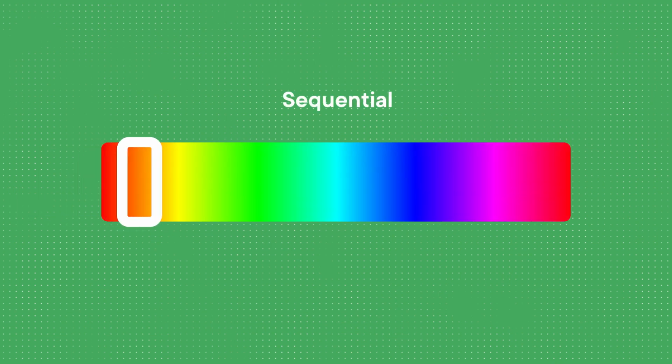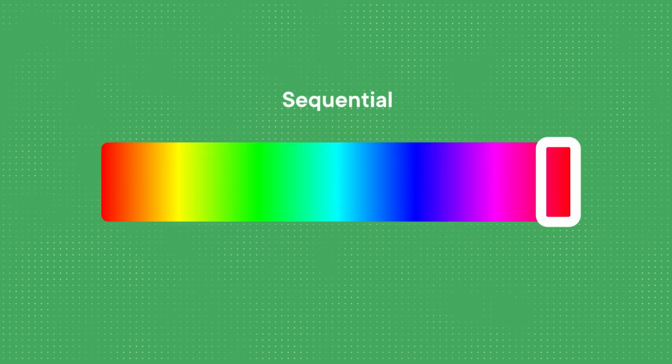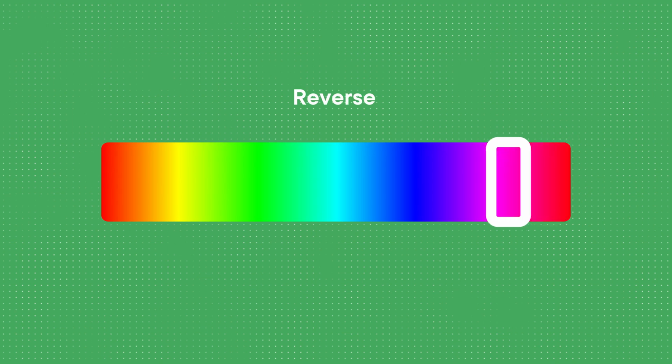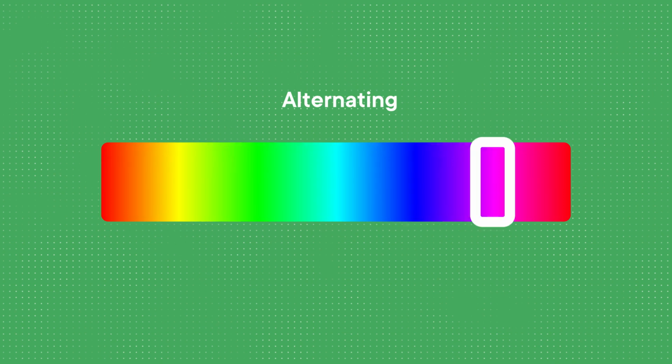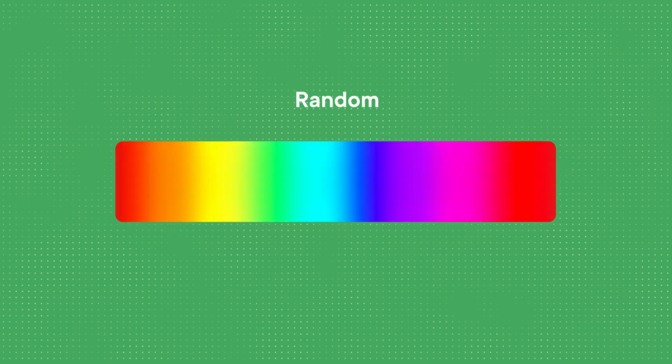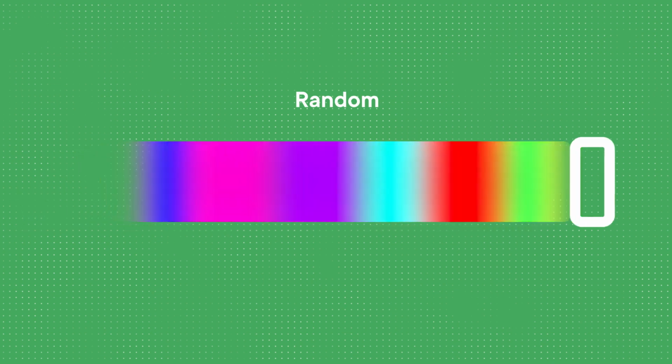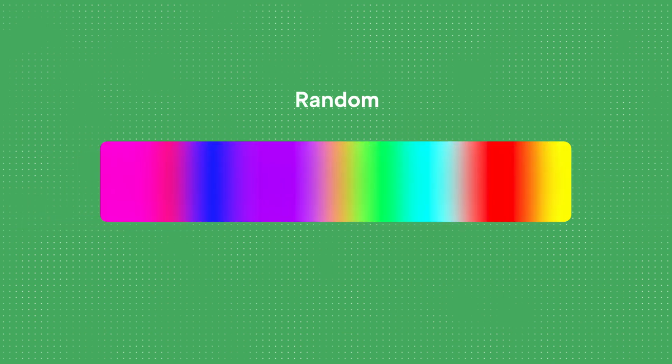In sequential mode, the parameter value, such as color temperature, will move from left to right. In reverse mode, the value will shift from right to left. In alternating mode, the value will move left to right, then back to left throughout the range. And in random mode, the value will constantly bounce between random points between the start and stop points.